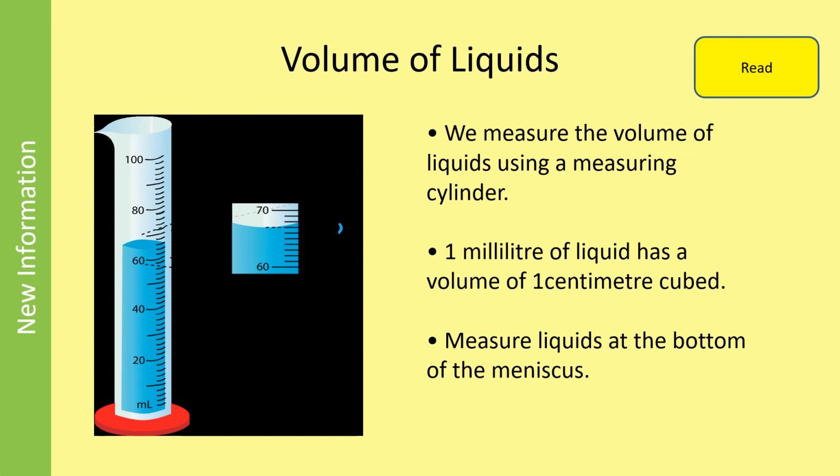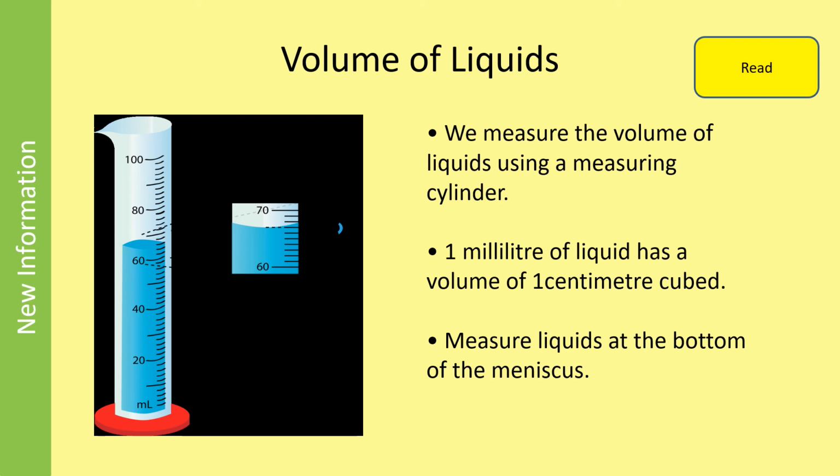Finally, just a quick note on measuring the volume of liquids. Obviously, we measure them using a measuring cylinder, but if you look closely at the level of your liquid, you'll see that it doesn't go straight across. It's higher at the sides where the liquid meets the measuring cylinder. This is because of something called surface tension.